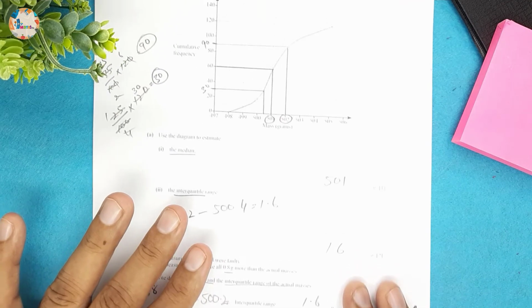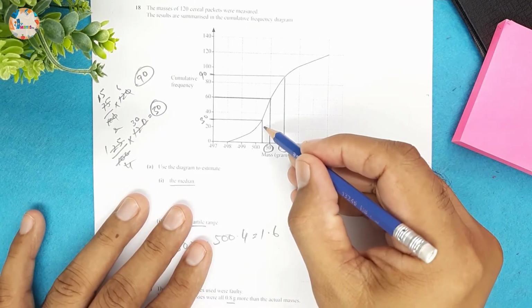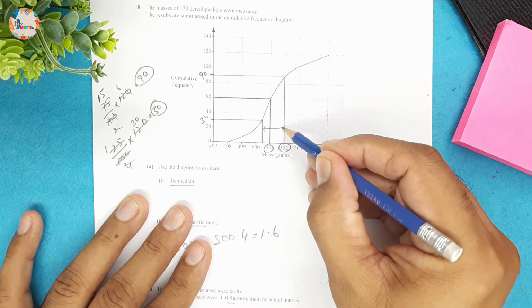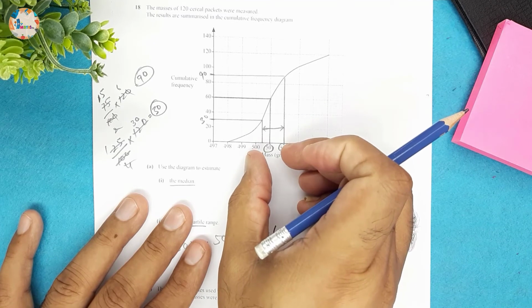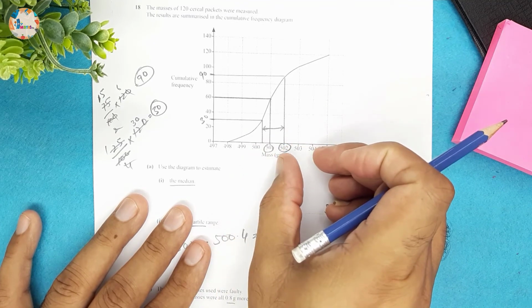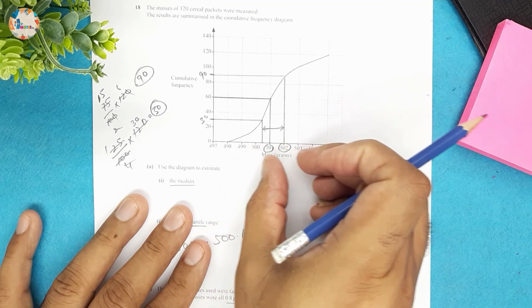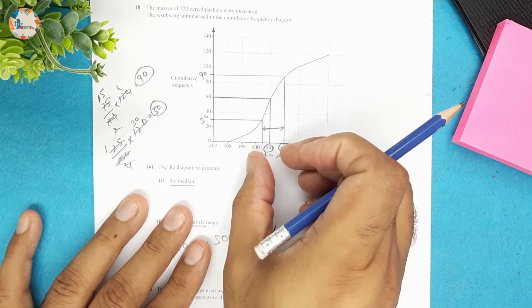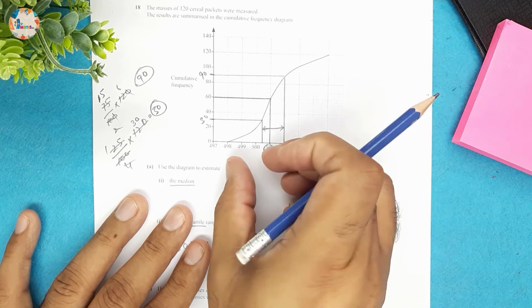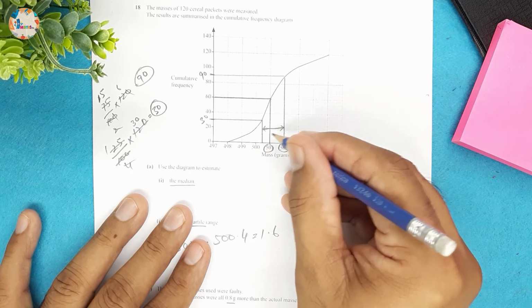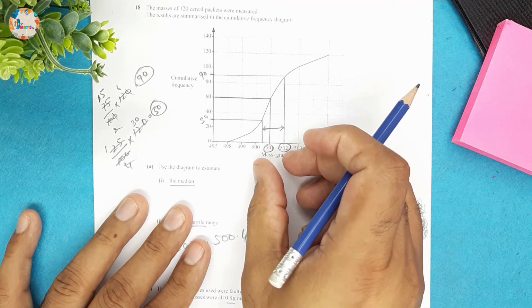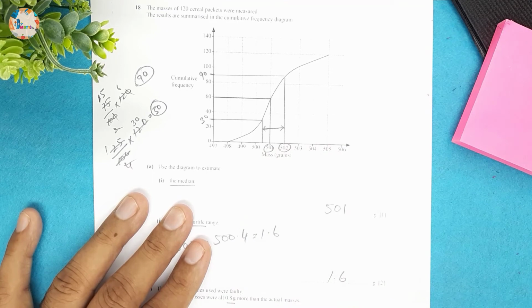Why will it remain the same? I will explain. The difference between these two lines, this difference. If we move these two lines both simultaneously to the right or to the left, the distance between them will remain the same, which is 1.6. So the 1.6 value will remain the same because we are moving the upper quartile and lower quartile both simultaneously, and that's why it will remain 1.6 as it is.